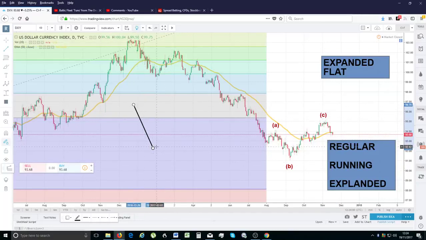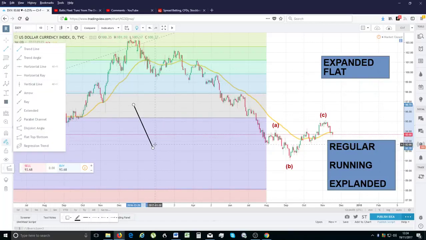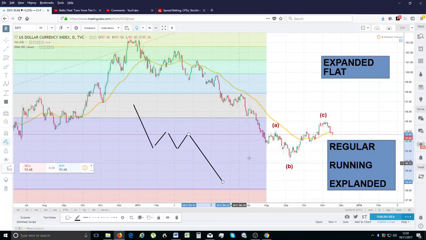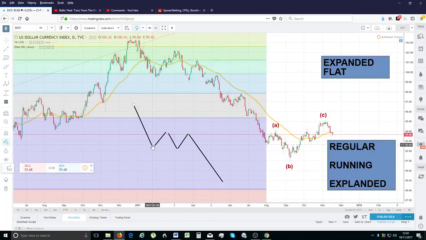then a regular flat would do this. So what does a regular flat do? A regular flat would go up like this, come down like this, then go up like this, and then it would resume its downtrend. So this is the downtrend coming in. That's A, that's B, that's C.